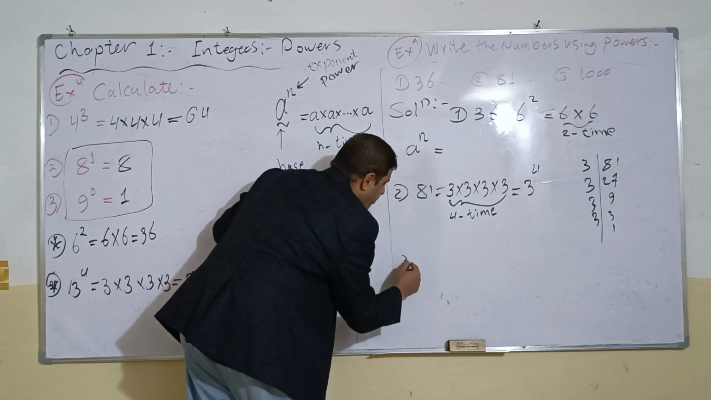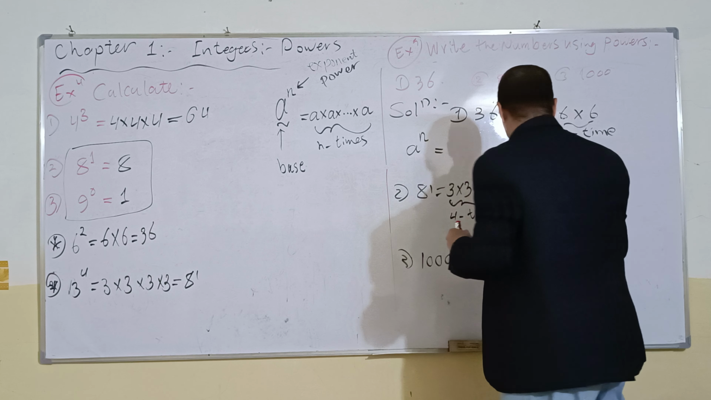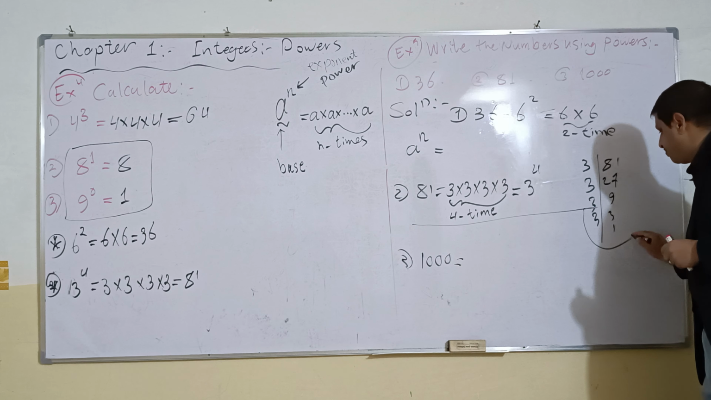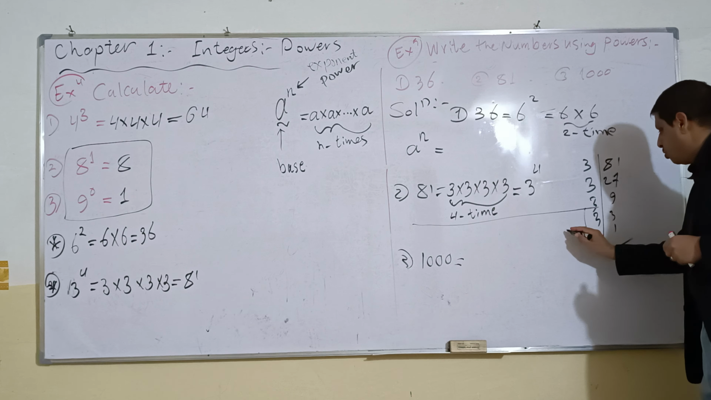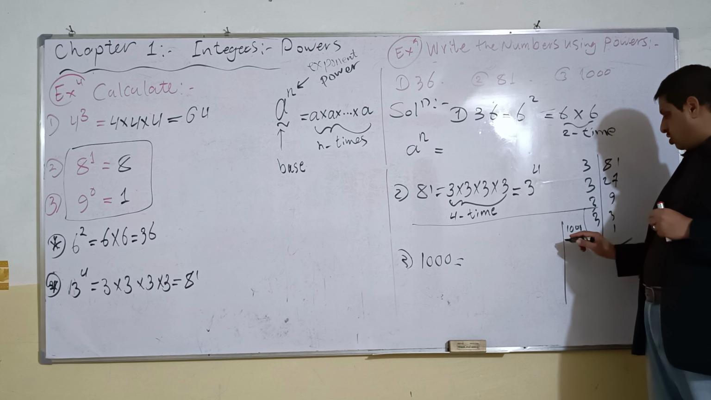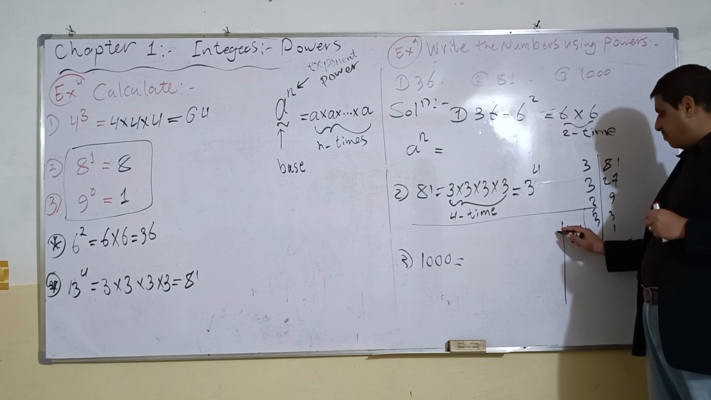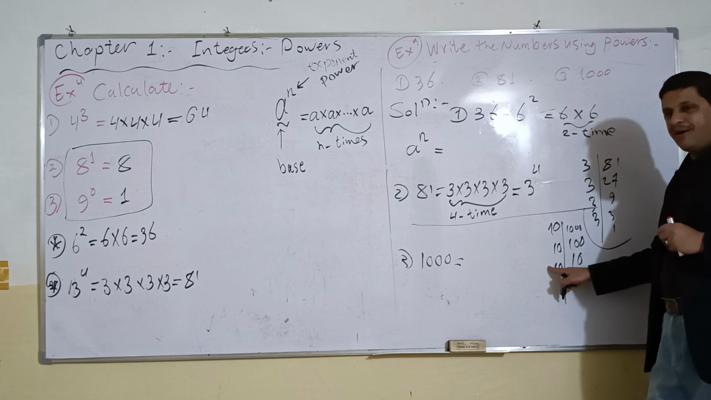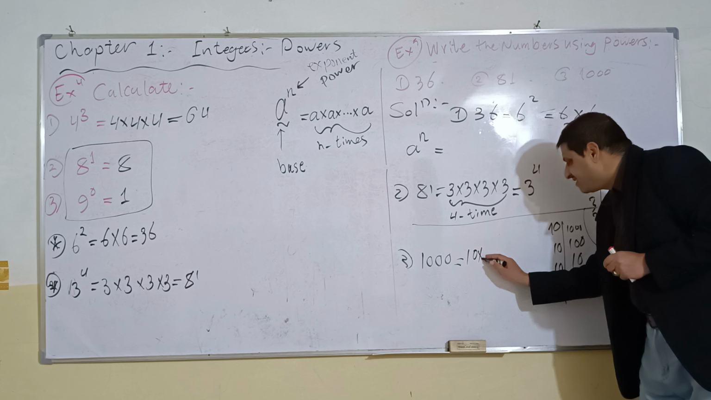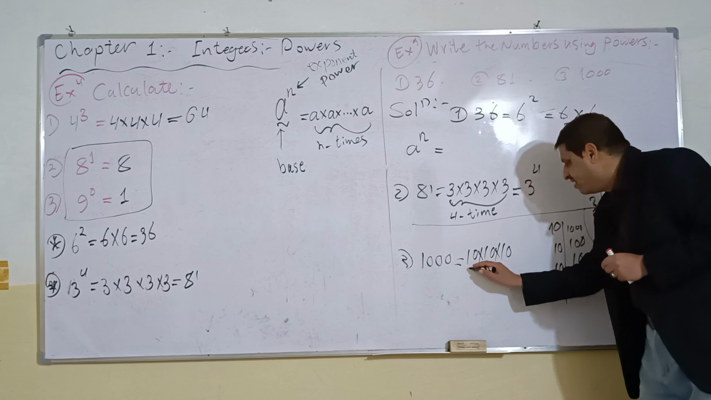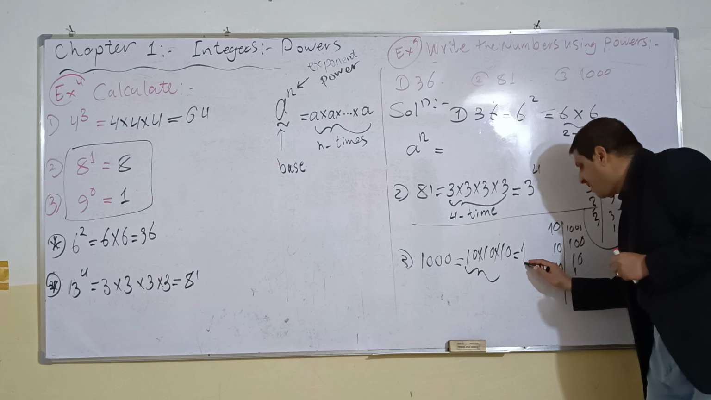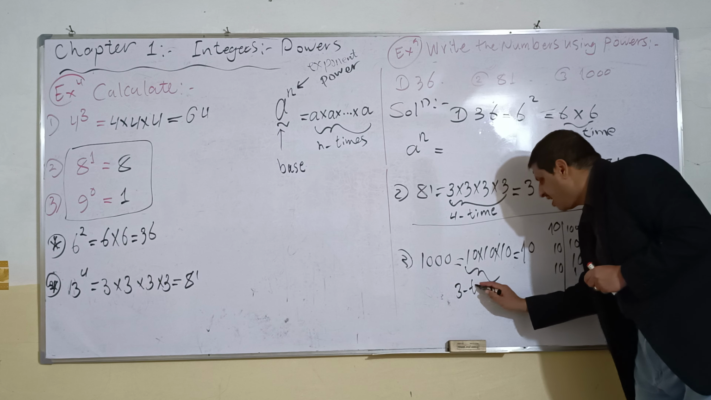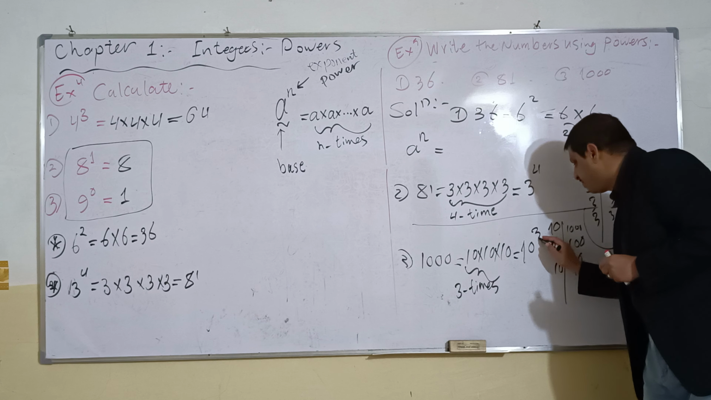The same thing with 1,000. Look at this. 1,000 by 10 is 100, by 10 is 10, by 10 is 1. How many 10s? It is 10 times 10 times 10. That equals 10 to the power 3.